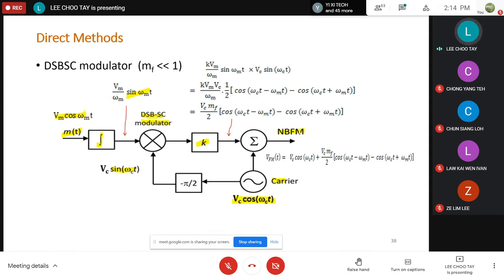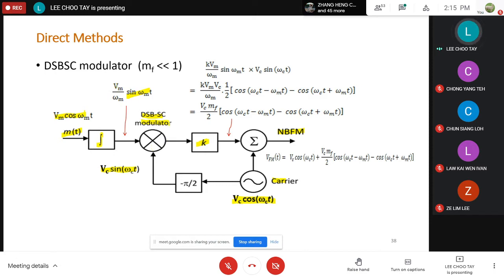So how do we prove that this is a narrowband FM signal? Taking the output of the phase shifter, the carrier signal is going to be Vc sine omega_c t. And the output of the integrator is Vm over omega_m sine omega_m t. You integrate this cosine signal, you get this sine signal.